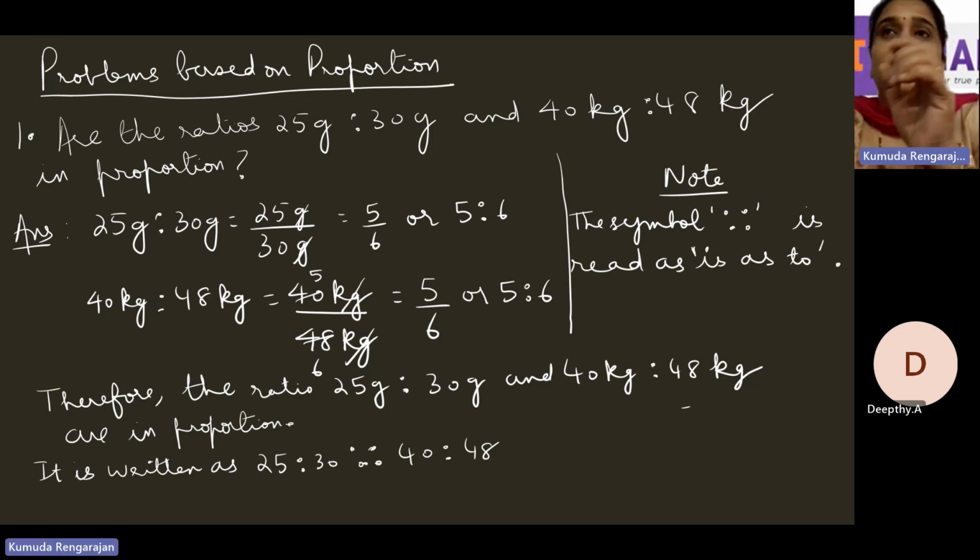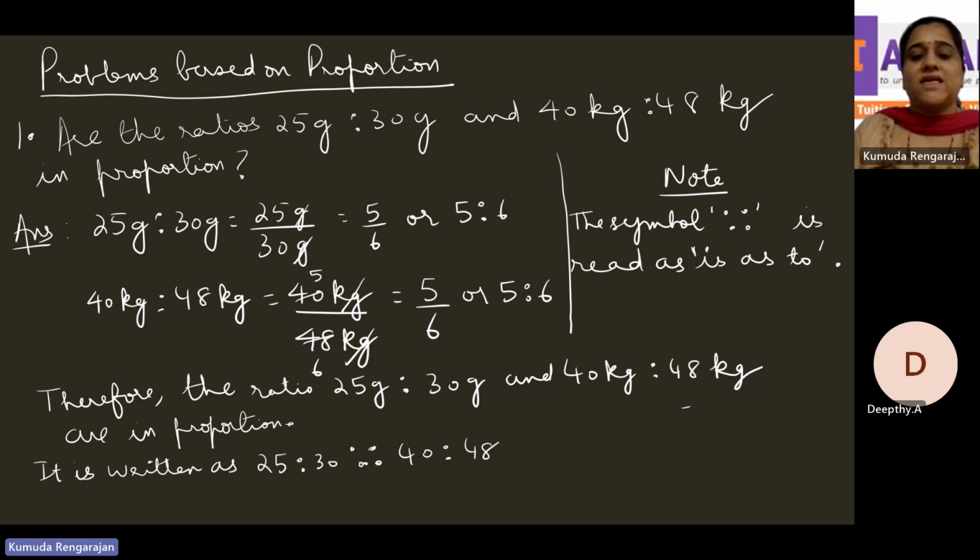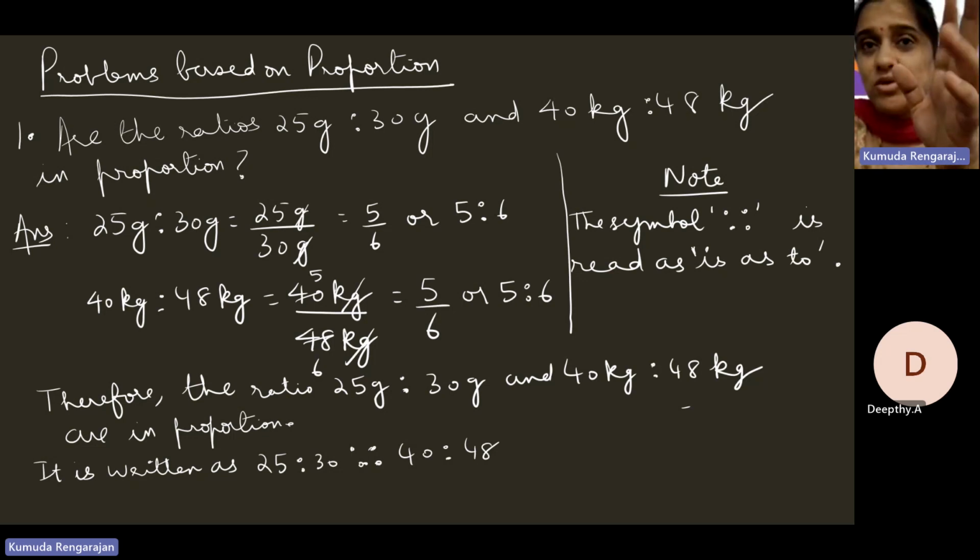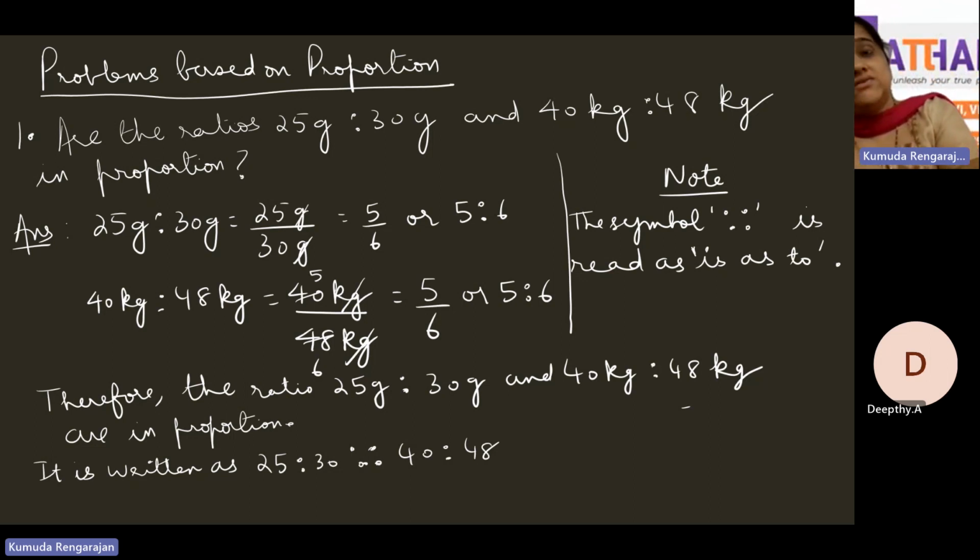One ratio I was about to say. When you're comparing a ratio, those two quantities must be in the same unit. Another ratio, those two quantities must be in the same unit. But all these four quantities need not be in the same unit, because once you find a ratio, the units are gone. It becomes 5:6. So all four quantities may or may not have the same unit, but when you're taking two numbers, those two numbers must be in the same unit. You understand? Nice question.